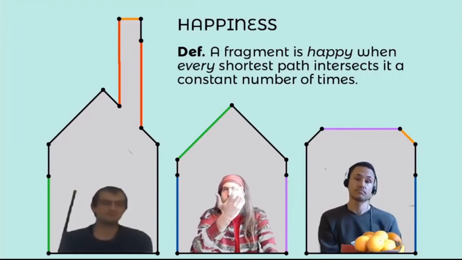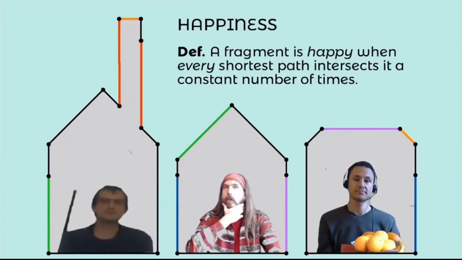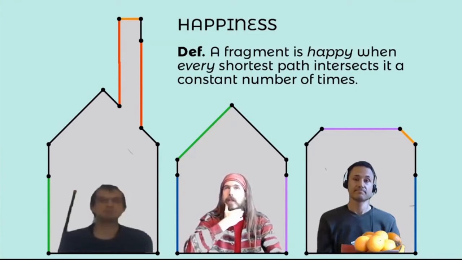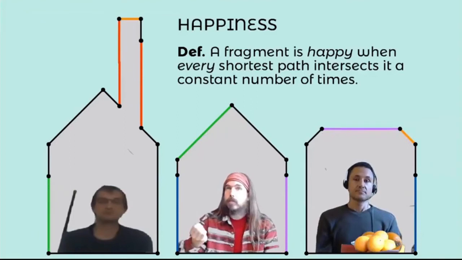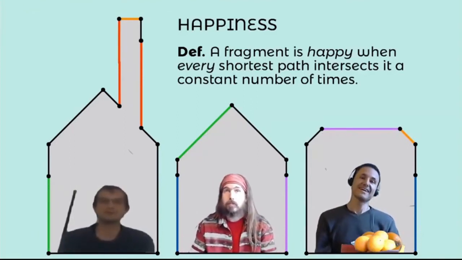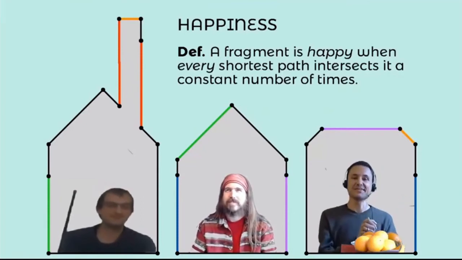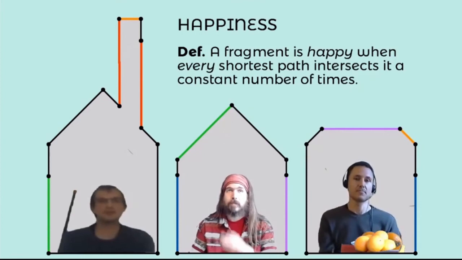I mean, suppose that no single shortest path goes through a single fragment more than a constant number of times, then we could call it a happy fragment. And if all fragments of the whole Portalgon are happy, then we can compute shortest paths in polynomial time. Then everybody's happy. That's so cute. But what if not all fragments are happy? I mean, maybe we can make them happy.